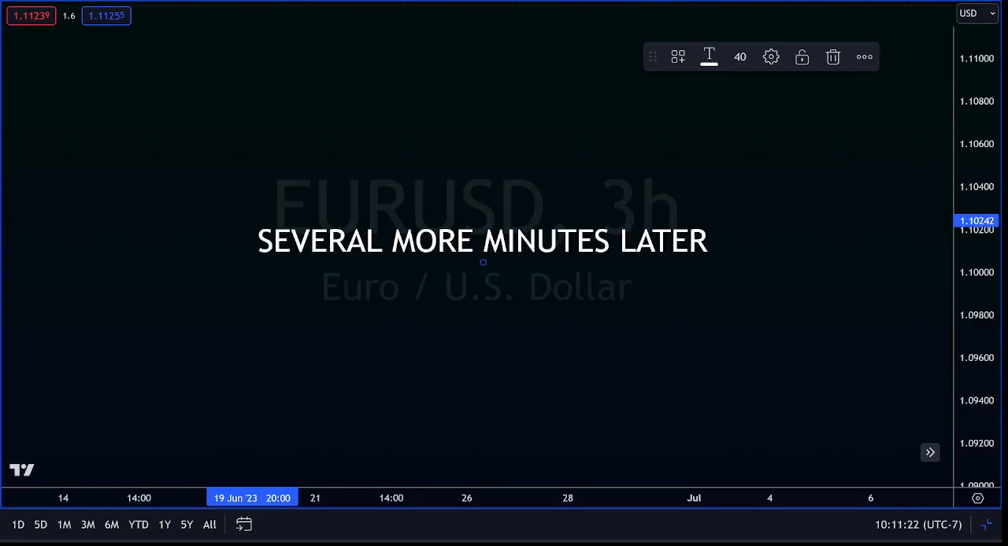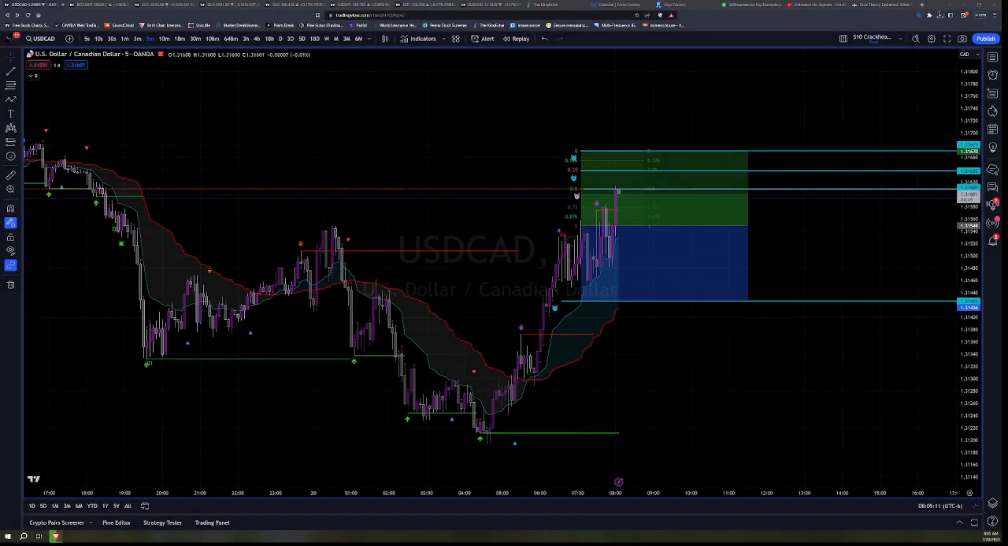Several more minutes later. Okay, so here we are just after the video, and you can see that price went ahead and hit my first take profit point. So I'm going to go ahead and put the stop loss up to the entry point. That way this trade is in permanent profit, and this is just how things are done.